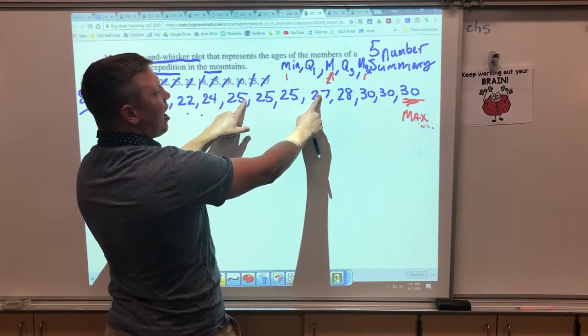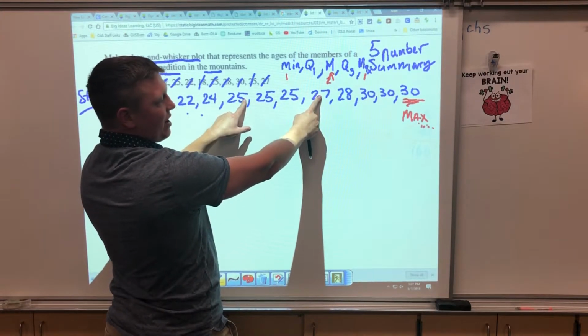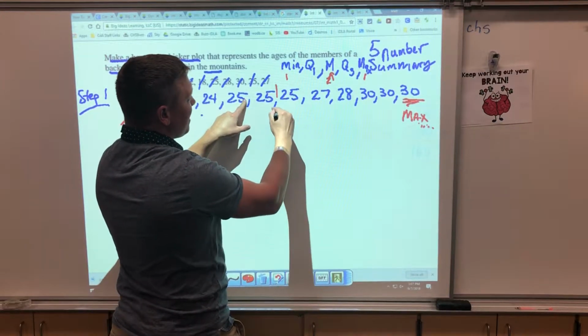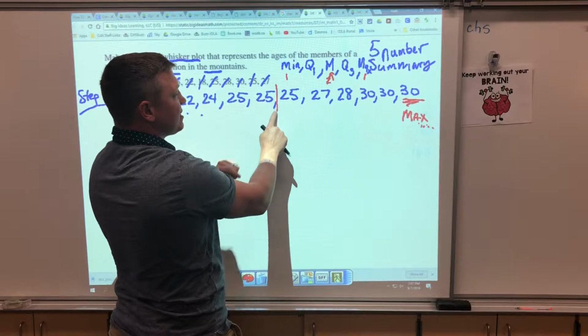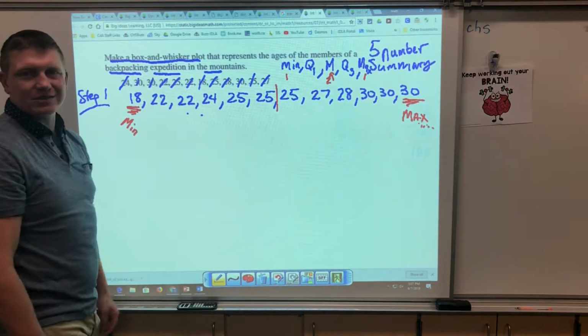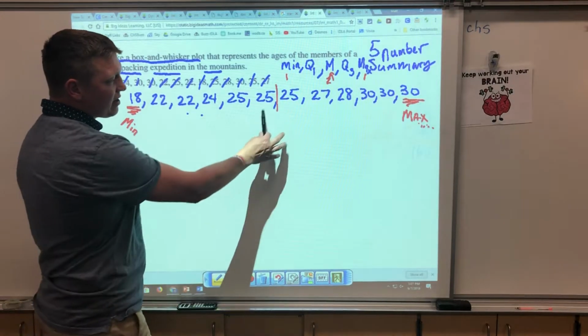Because there's an odd number of data points, or an even number of data points, I'm going to slice halfway between there, because this is the exact middle. If you'd like to cross them out until you get to the middle, that's okay. You could do that. But right here, this is my median.